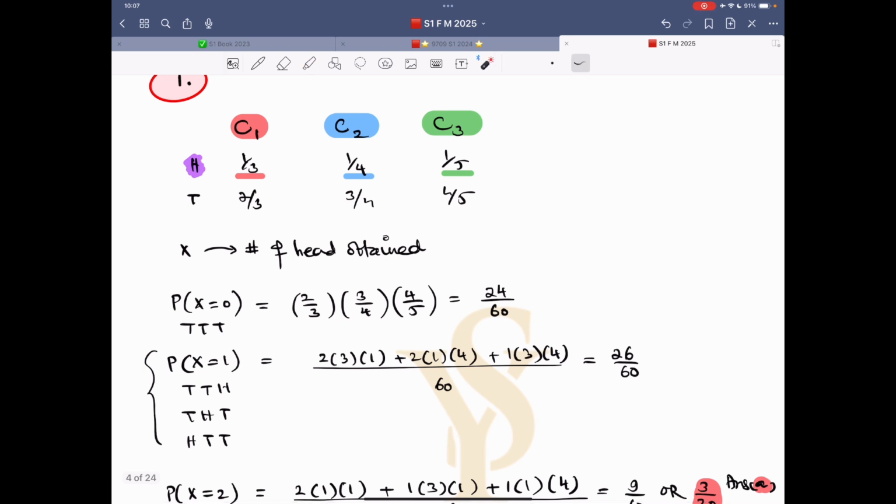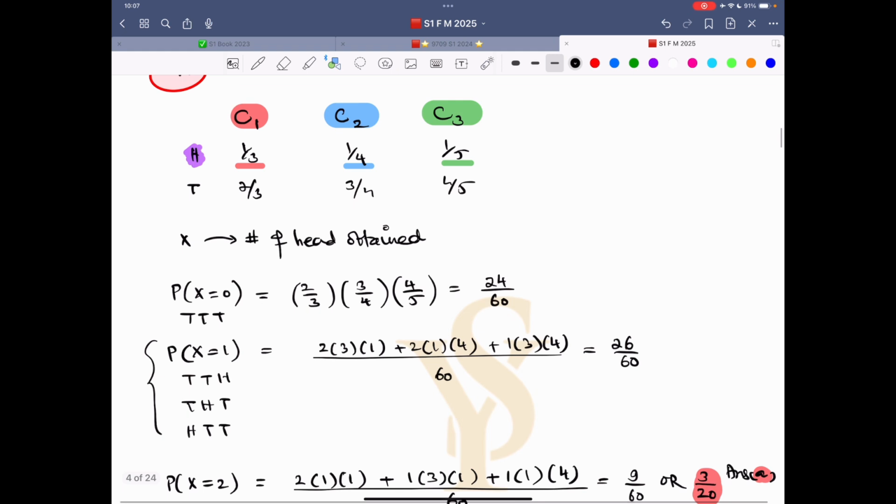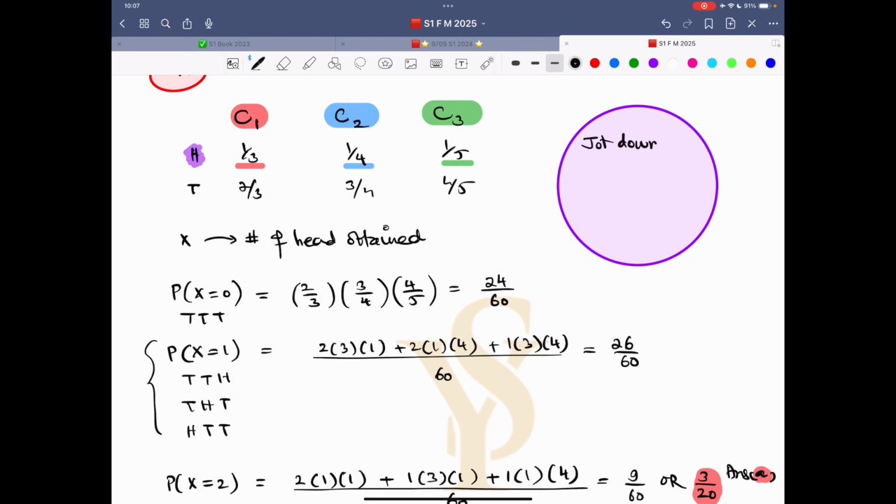Now when we talk about the number of heads obtained, I have a habit of doing everything together. So first of all, let me jot down all the possibilities, and jot down all the probabilities associated with the possibilities. When I use the word possibilities, I mean the outcomes. All possibilities and corresponding probabilities. That is what the chapter is all about.